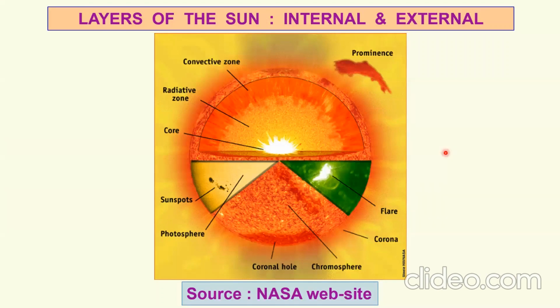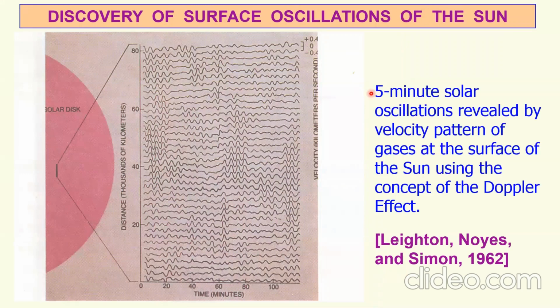Okay, so now let us move ahead. In 1962, it was a landmark in the field of solar physics when solar astronomers Leighton, Noyes, and Simon were trying to see the motion on the surface of the sun. They were observing using a spectroheliograph, trying to see the movement of upflow and downflow on the surface of the sun.